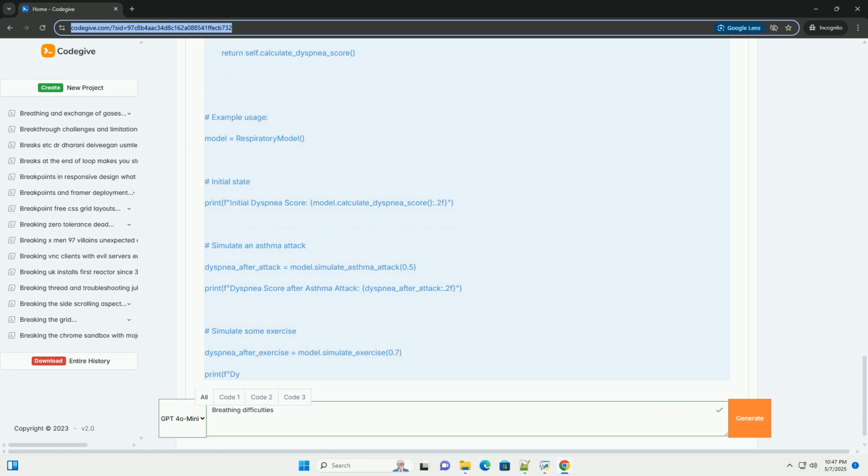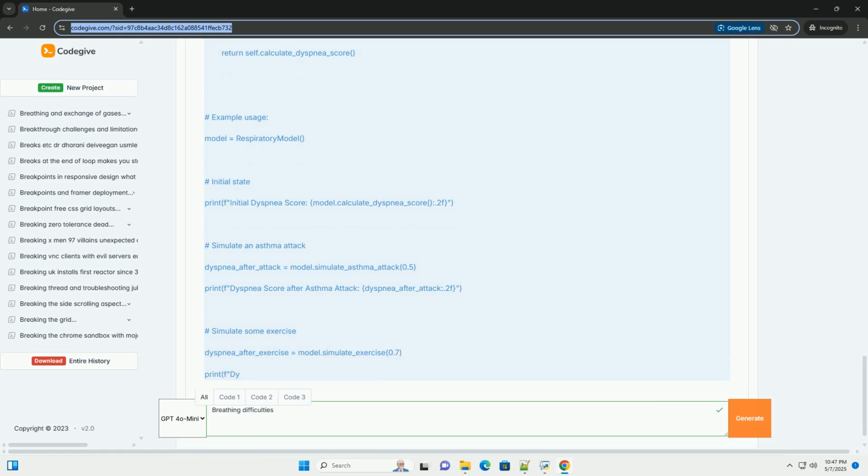Gas exchange: oxygen diffuses from the alveoli into the blood, specifically into red blood cells where it binds to hemoglobin. Carbon dioxide diffuses from the blood into the alveoli to be exhaled. Ventilation-perfusion matching, V/Q. For efficient gas exchange, the amount of air reaching the alveoli, ventilation, needs to be matched to the amount of blood flowing through the capillaries surrounding those alveoli, perfusion. Imbalances in V/Q can lead to breathing difficulties.